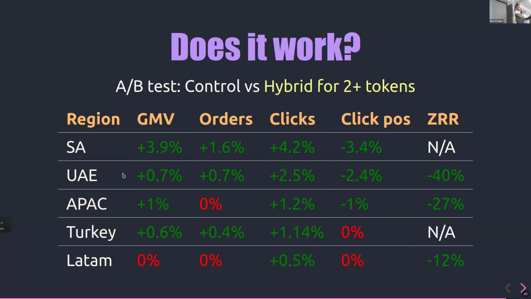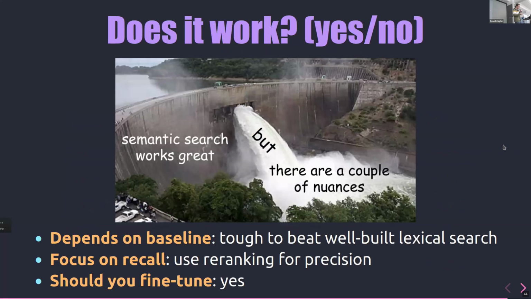And these are the numbers we get on the body, which are still mostly green, but not as impressive as the first row. So to summarize, does it work? Mostly yes, but don't expect it to work in just one week. If you just embed everything with OpenAI and dump it to a vector database, usually it doesn't work, because it depends on the baseline. Usually you compare a well-tuned lexical search you spent years building with some new model, and it's a very tough baseline to compete with.